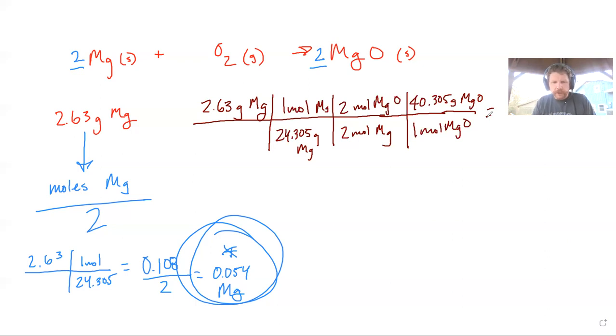So I'm going to take my values, 2.63 times 2 times 40.305 divided by 2 times 24.305, which would be 48.61. And I get 4.36 grams of MgO. That's my mass of magnesium oxide that I would produce if everything went perfectly. So that's a worthwhile number to keep in mind.